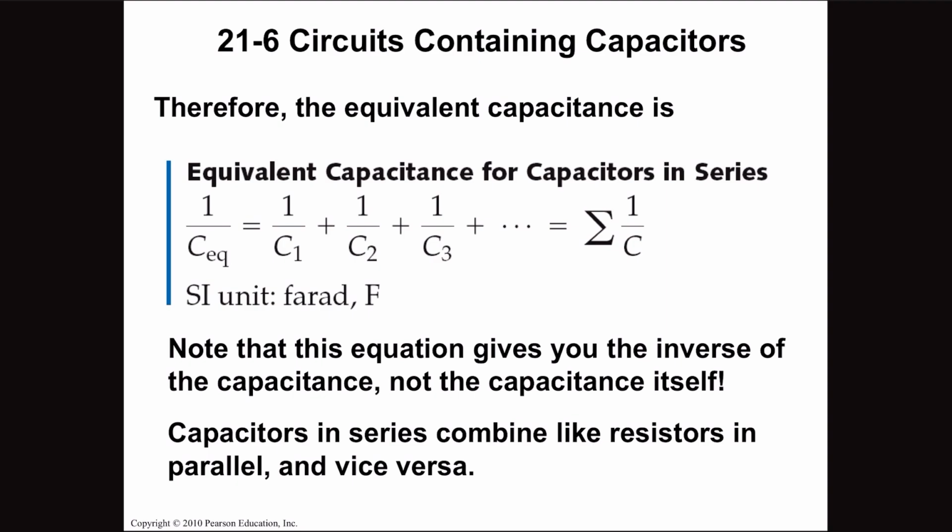So when we added resistors in parallel, it decreased their overall resistance. Here, if we add capacitors in series, it decreases their overall capacitance, and you add up the reciprocals like that. All right, so be careful with that, and also be careful that this is not the capacitance, it's the reciprocal of the capacitance. So be very careful of that. But yeah, capacitors in series combine like resistors in parallel and vice versa.